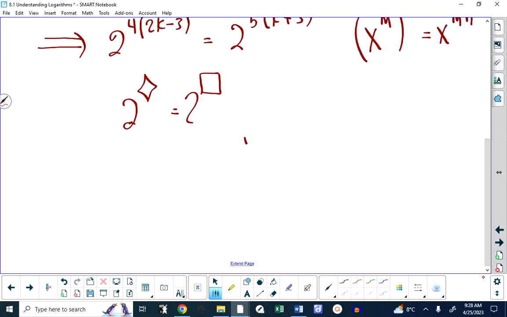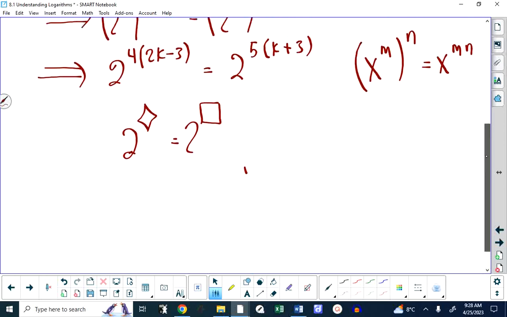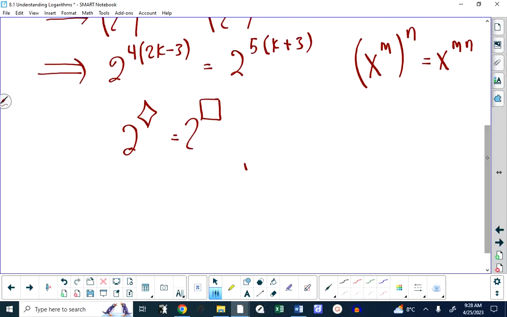At this point in time, though, you can drop the bases. You can say it's 2 raised to one thing equals 2 raised to the other. So it's okay for you to say 8k minus 12 equals 5k plus 3. I'm pretty sure you don't have to write these two exponents, 5k plus 15, in factored form and then multiply it out. You can just multiply it out.